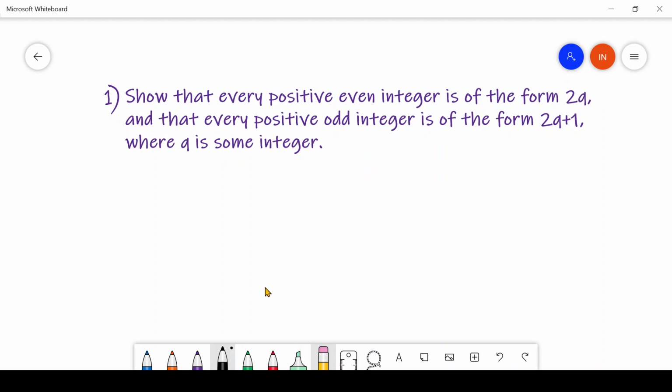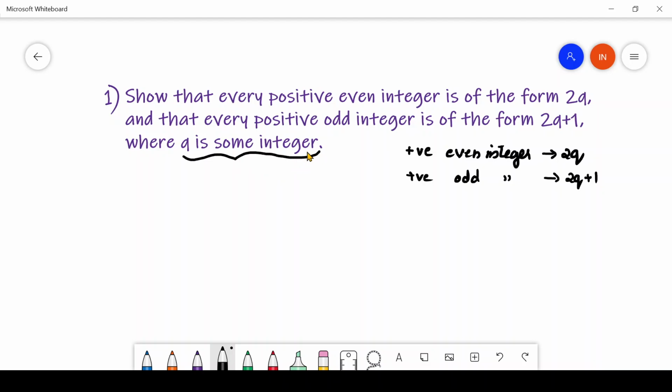So what is given in the question? Let me explain to you the question. We have to prove that every positive even integer is of the form 2q and that every positive odd integer is of the form 2q plus 1. And it is clearly given in the question q is some integer. Okay, I hope the question is clear for you.